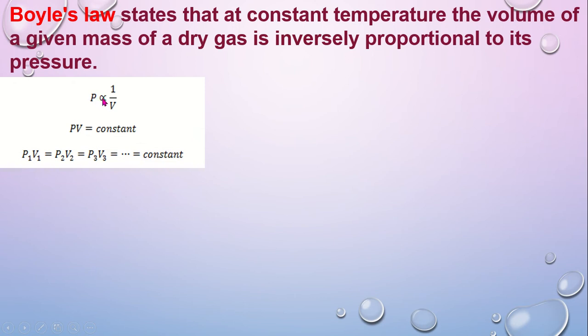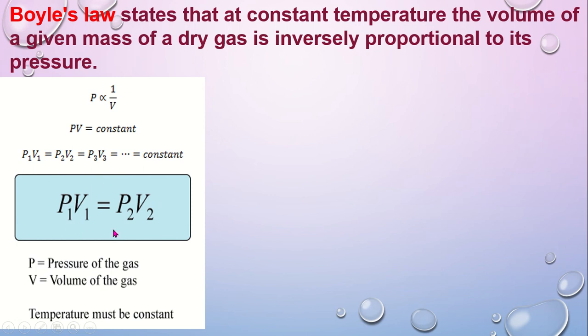I have already told you pressure and volume are inversely proportional to each other according to Boyle's law, when temperature remains constant. So P is proportional to 1 by V. That means pressure is inversely proportional to volume. So we can write PV equal to constant. Mathematically it can be expressed this way: P1 V1 equal to P2 V2 equal to P3 V3 equal to constant.